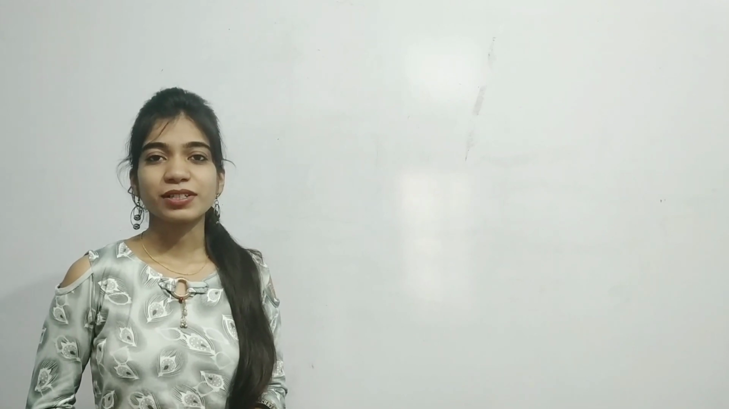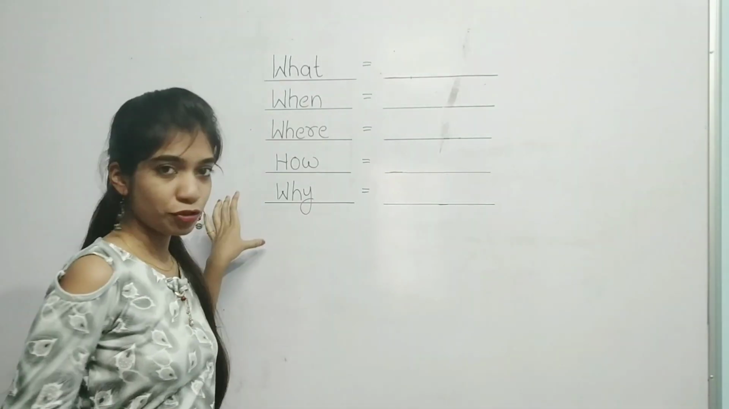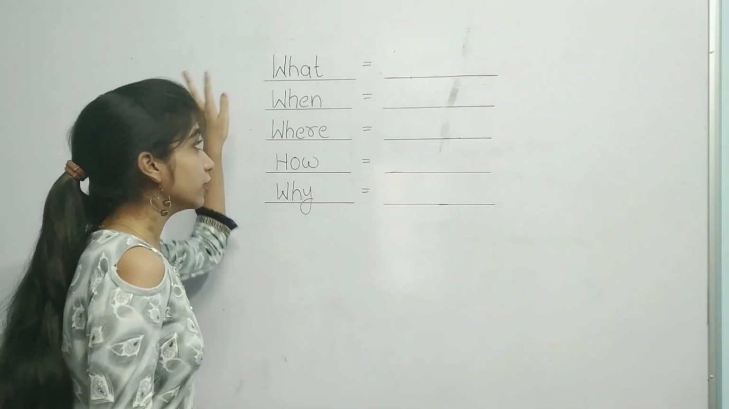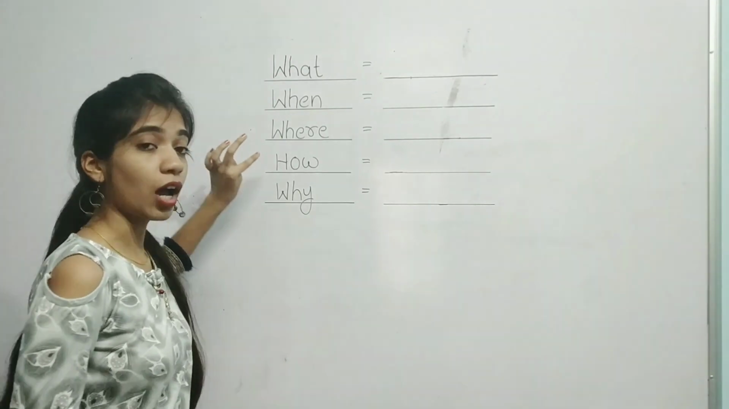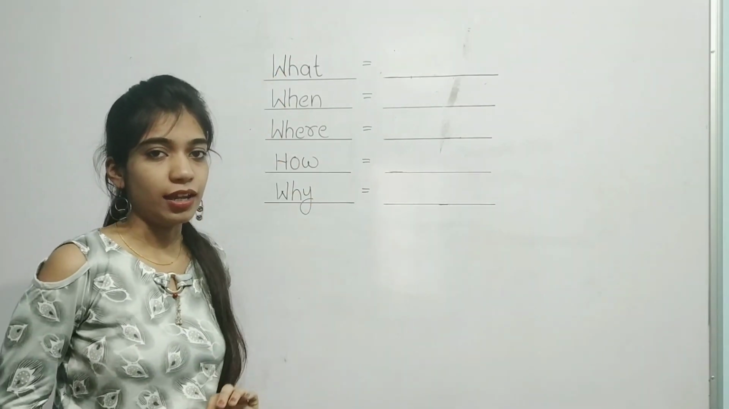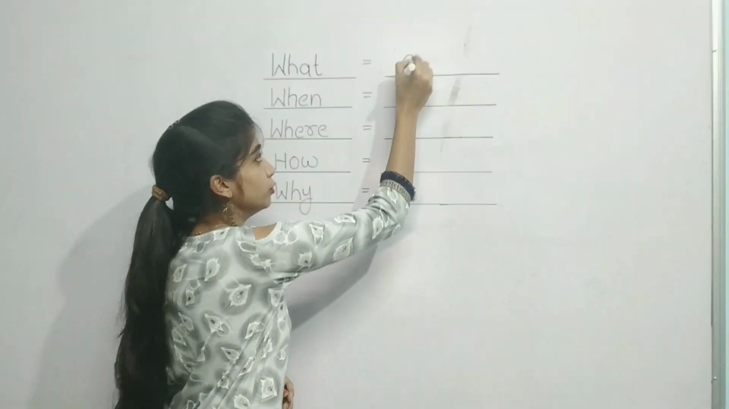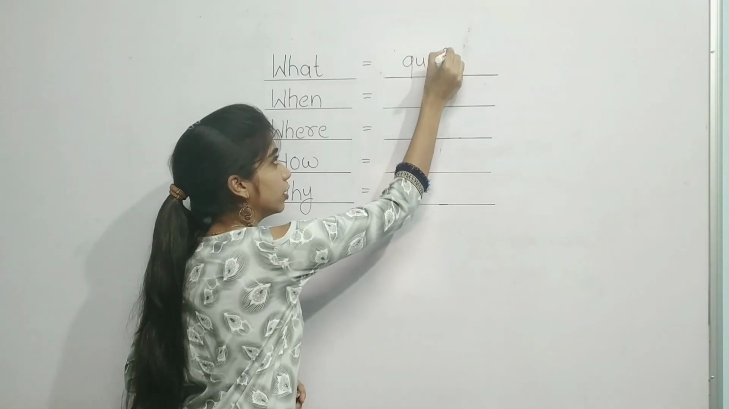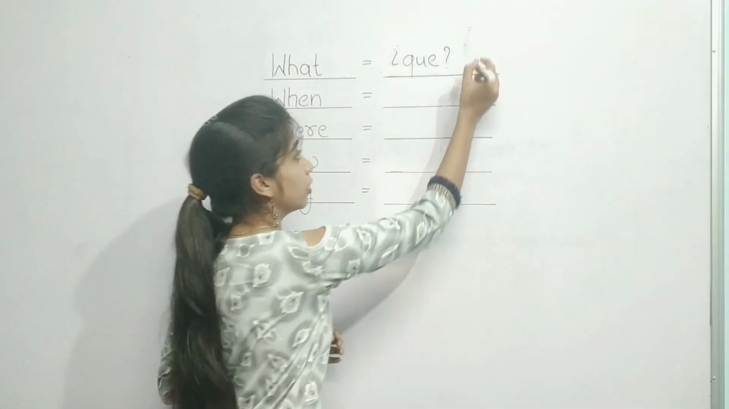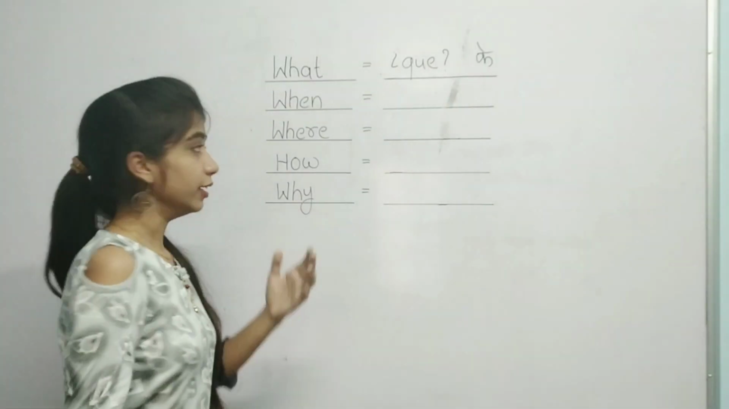So without wasting much time, let's get started. So here are the WH questions which we will see in Spanish language, that are what, when, where, how and why. So what is said as qué, Q-U-E. This is pronounced as K.